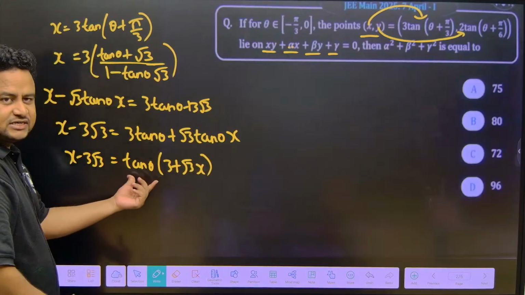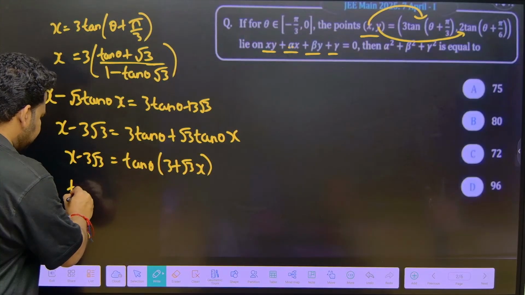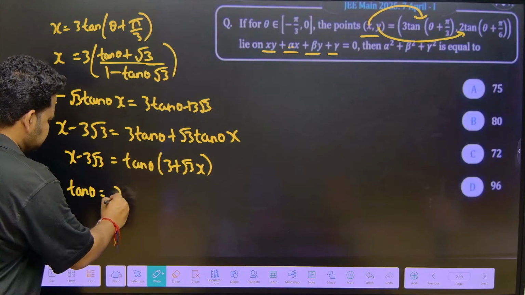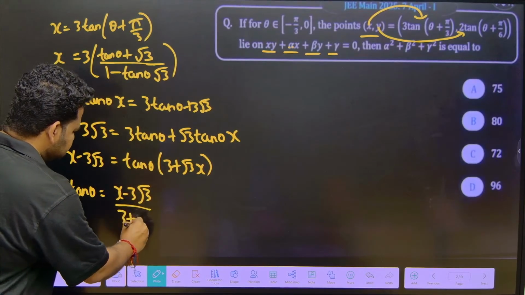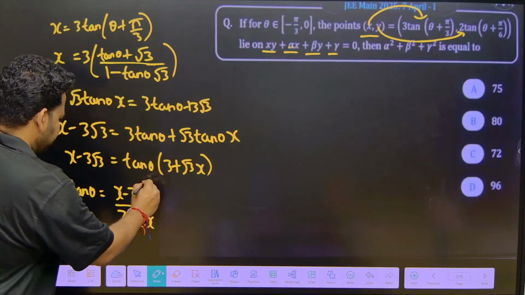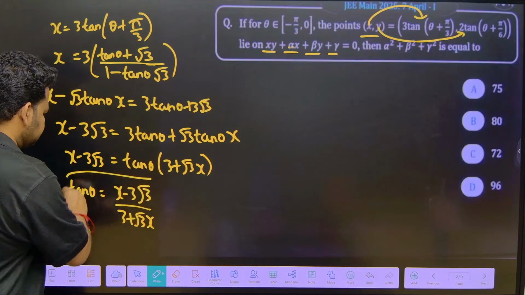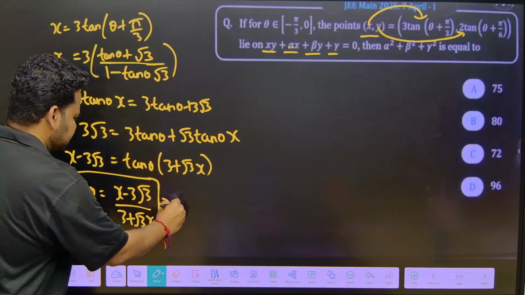Now what is the value of tan theta? Tan theta will be equal to x minus 3 root 3 divided by 3 plus root 3 x. This is what I have for tan theta. Let me write this as 1.